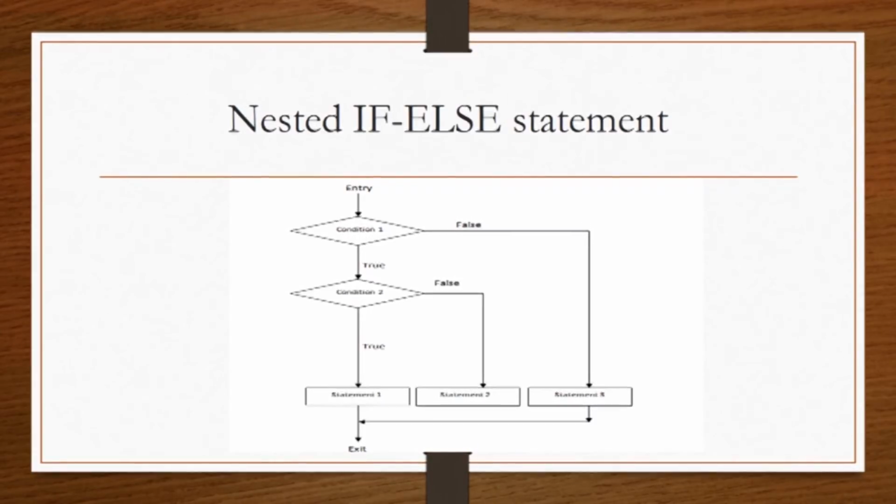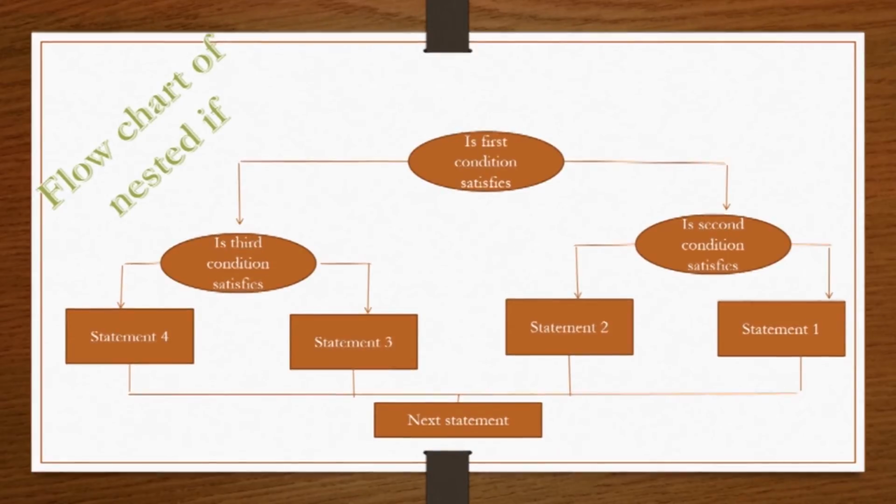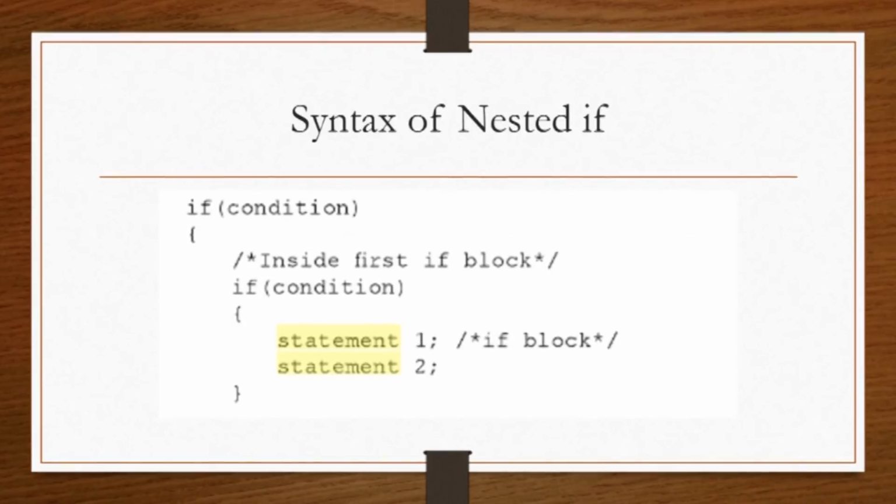In order to execute the else block based on some conditions, we can add if statements repetitively in the else block. The flowchart for the nested if-else statement is given as: in this, firstly it checks the first condition. If it is true, then it will check the second condition, otherwise it will check the third condition. Next, the syntax of nested if becomes like this. Here, an if condition exists inside the if condition.